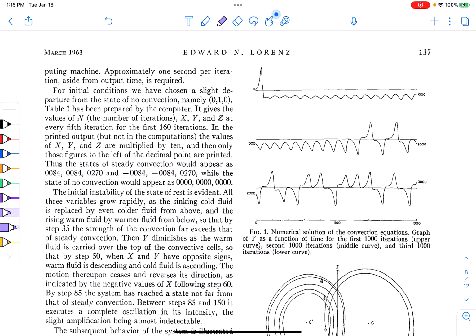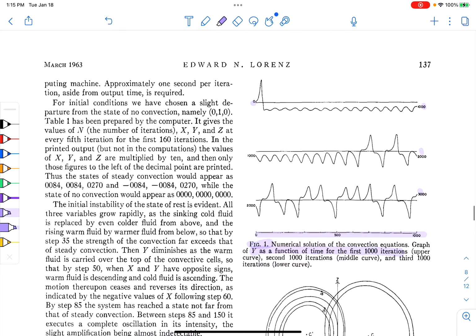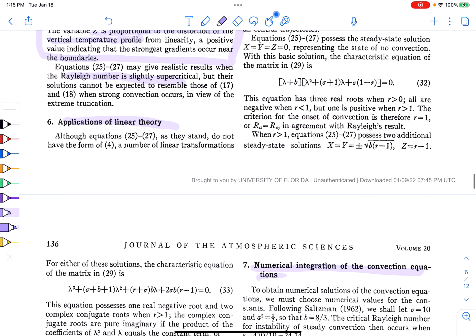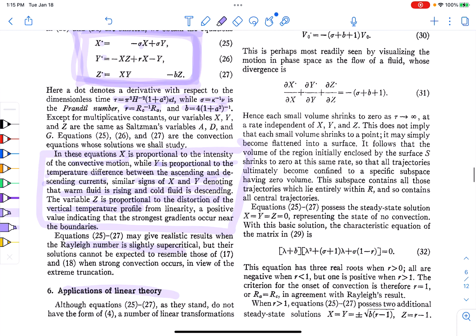So figure 1 is his time domain results. It says numerical solution of convection equations. Graph of y as a function of time for first 1,000 iterations. So here's iteration 0 all the way through 1,000, and excuse me, this is 1,000, 2,000, 3,000. So here's the initial condition. And this is a plot of y, which is the second variable in the ODE, right here in 26.